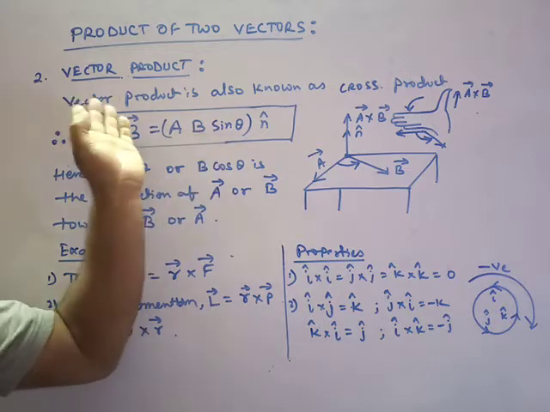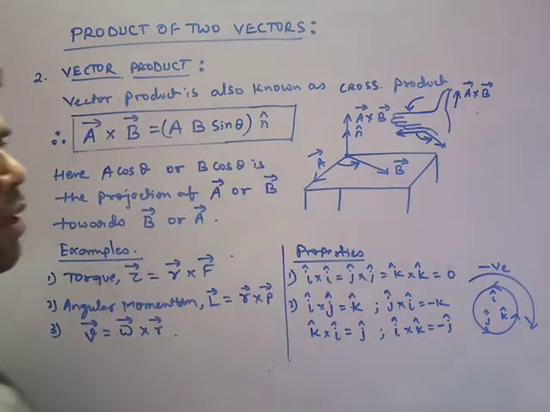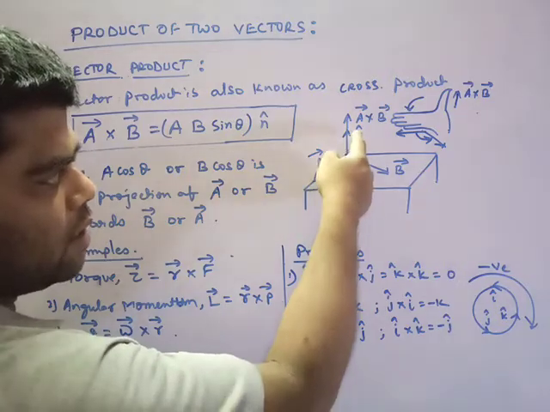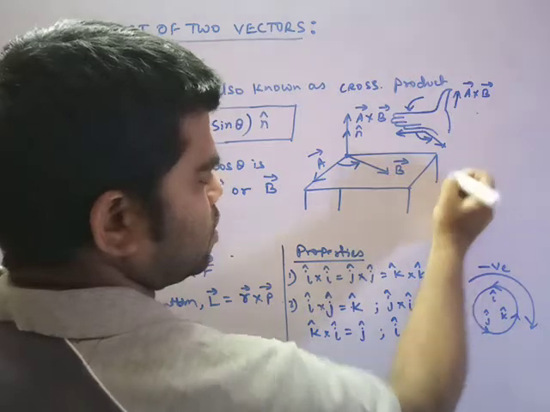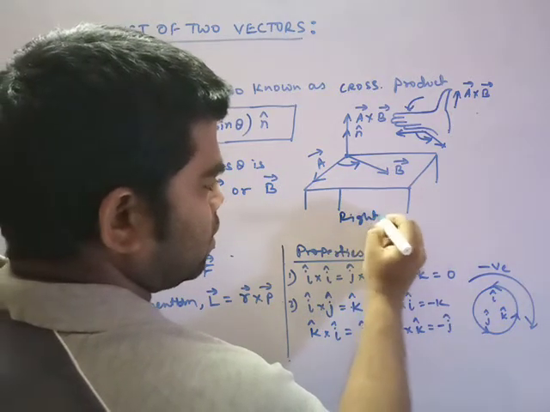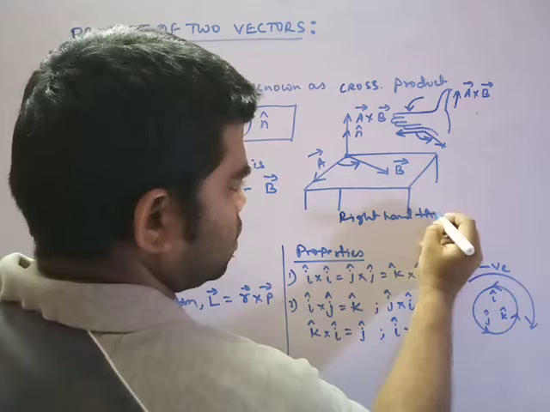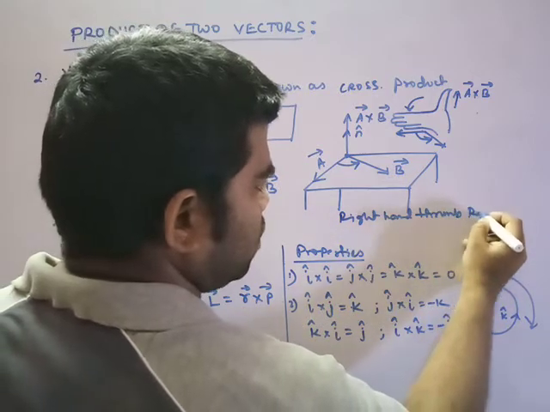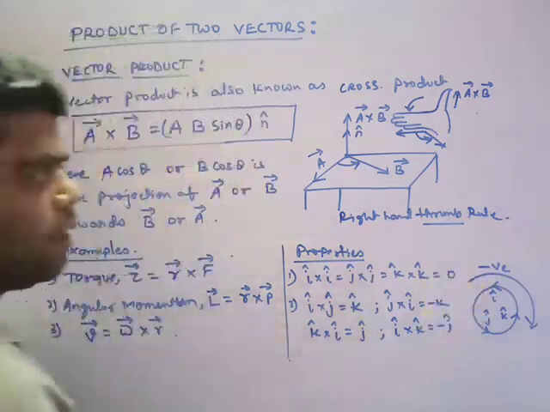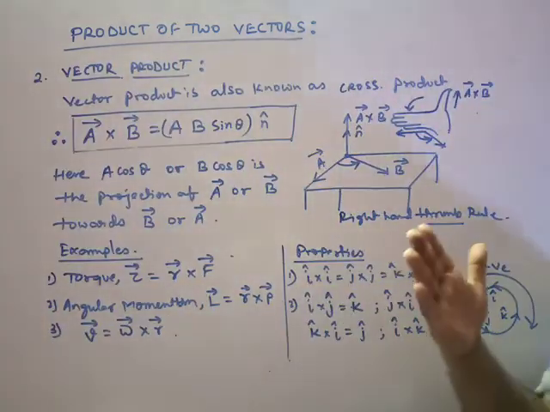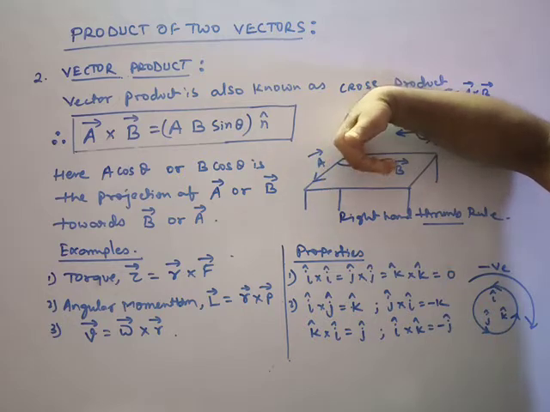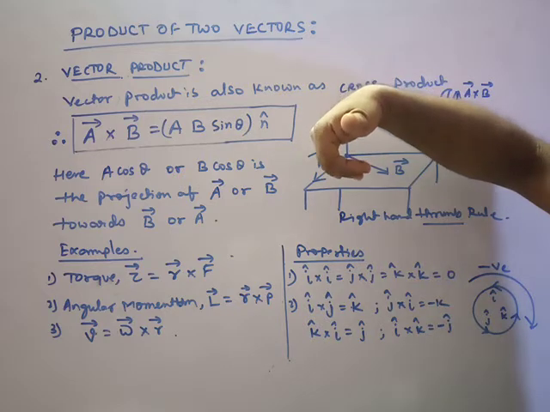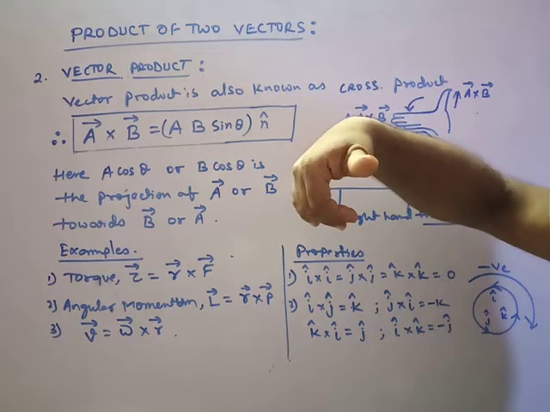But we know that the vector has a direction also. So look here, this is the direction. Where and how do we get this direction? For direction, we use the right hand thumb rule. How do we use it? If I place my right hand toward the direction of A, and cross it towards B, the thumb shows me the direction. Now let me place it on the table.